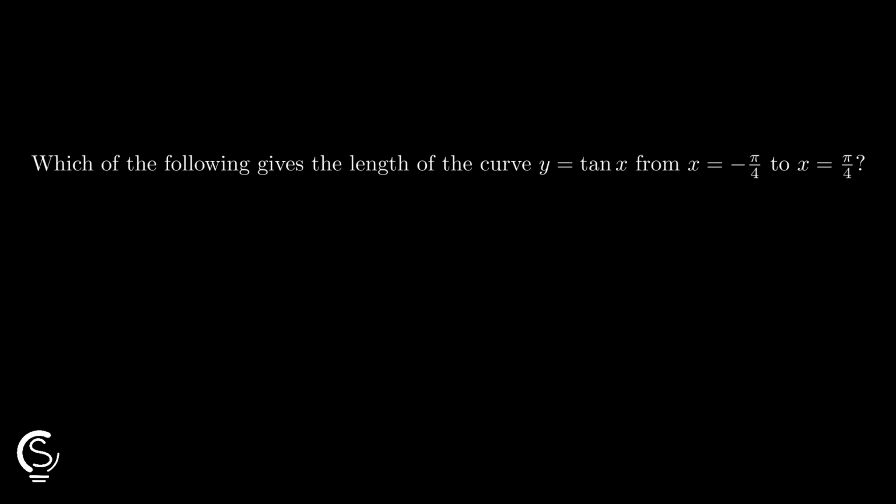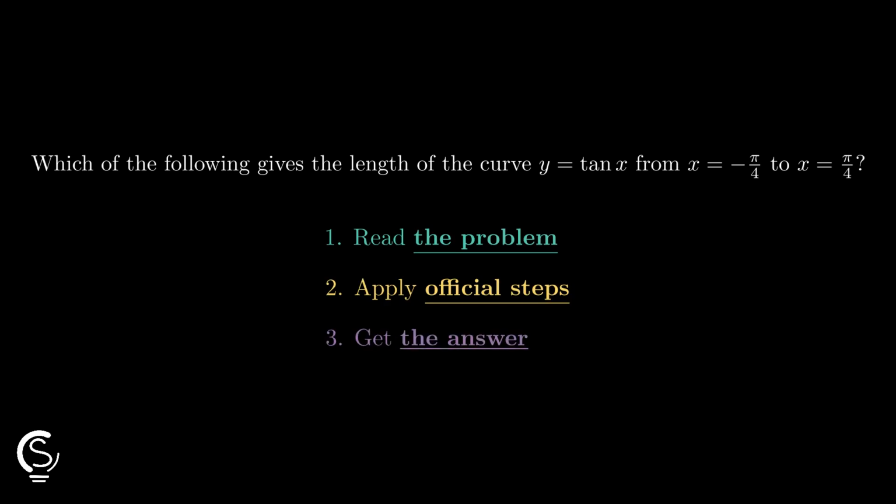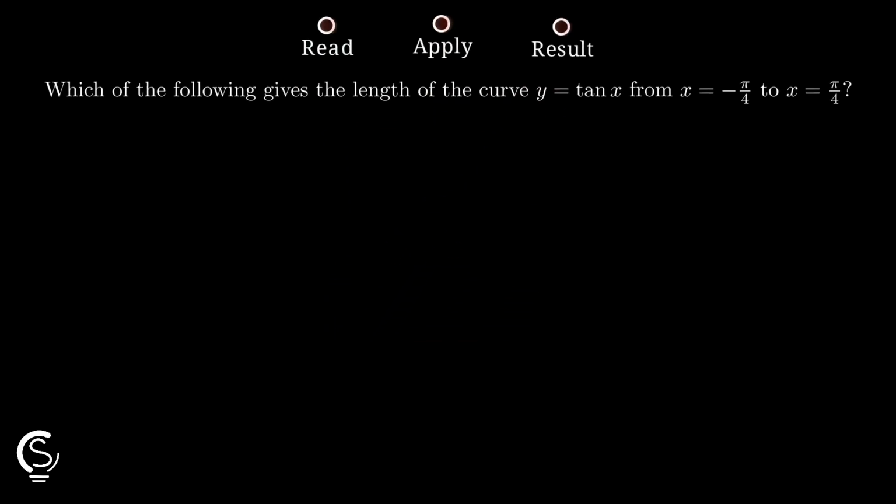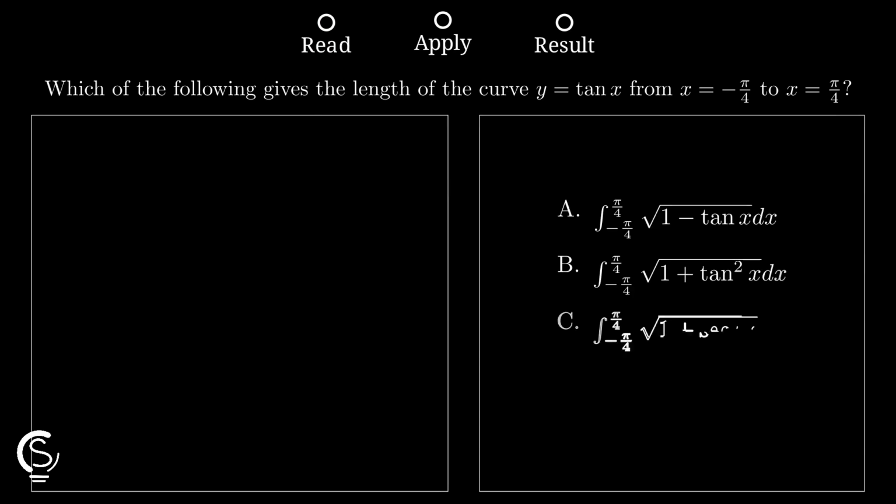Arc length problems are fast with the formula. We need the tangent length from negative pi over 4 to positive pi over 4. Start with the standard arc length formula, which is the integral of the square root of 1 plus the derivative squared. This formula works for any smooth function on an interval.